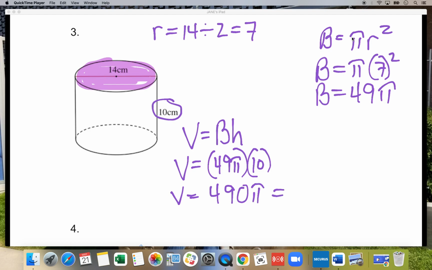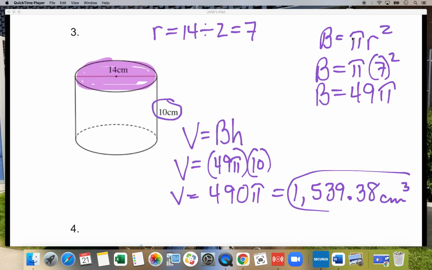And then if I use my calculator, I'm going to get 1,539.38 centimeters cubed. And I will tell you whether you need to use 3.14 or the pi key, but the directions that we had to start this off was using the pi key.